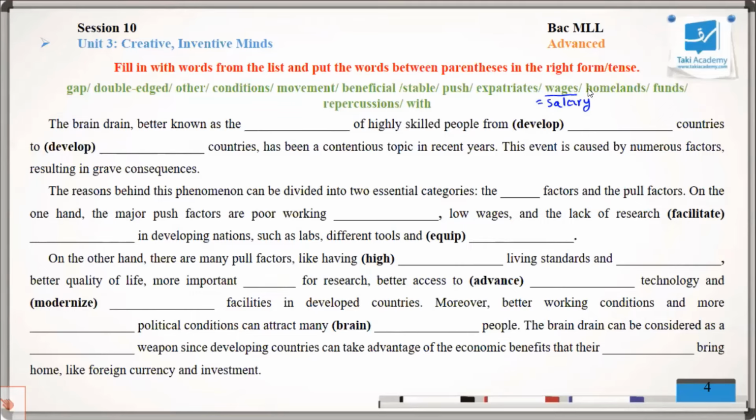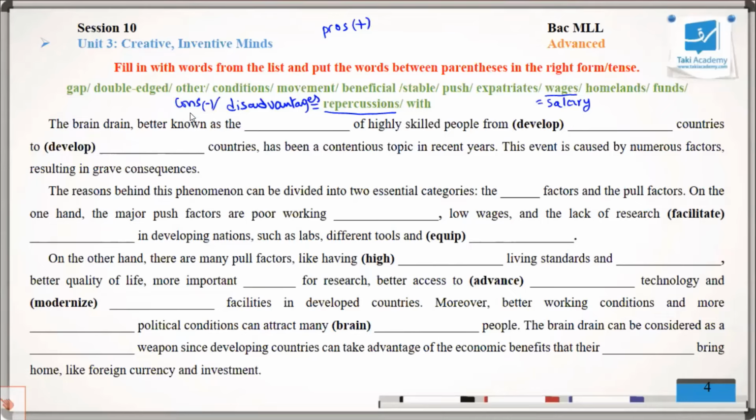What else? Any other words? Repercussions. Repercussions is the opposite of advantages. So this means then, yes, disadvantages, cons, we can also say cons. Pros are the positive points and cons are the negative.